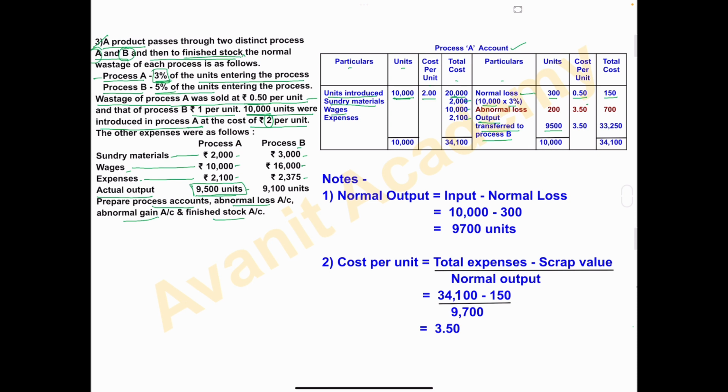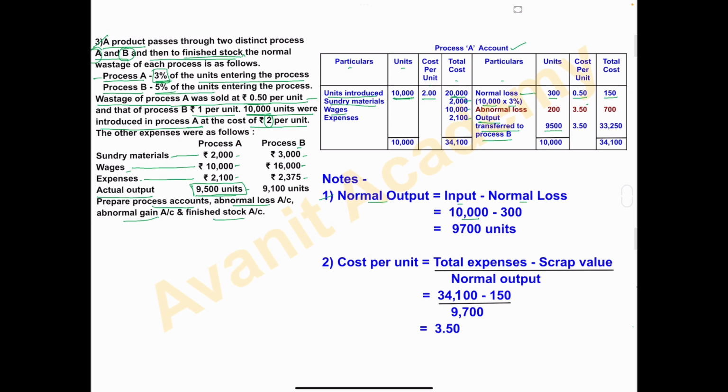For that, we'll prepare the notes. Note number 1. First, we'll calculate the normal output. So the formula is normal output is equal to input minus normal loss. So what is the input of process A? How many units are introduced in process A account? 10,000 units. So take here 10,000 minus normal loss.